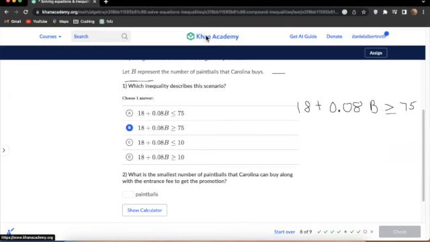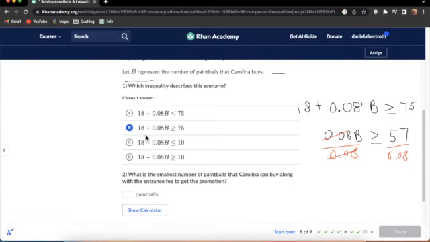Okay, so now we can solve this. So I have 0.08B. You see greater than or equal to, I will subtract 18 from both sides. So that's going to give me 57, I think. All right. So let's change color here. So now I'm going to divide both sides by 0.08. This is going to get rid of the 0.08 in front of the B. These cancel out. So B needs to be greater than or equal to 57 divided by 0.08.